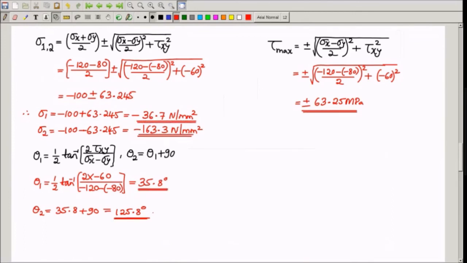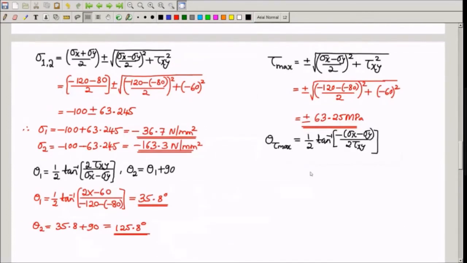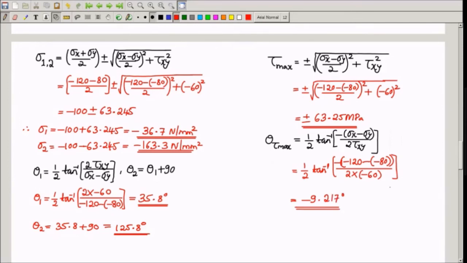Now we'll try to find out the orientation of the maximum shear stress. We'll substitute half tan inverse of minus of minus 120 minus of minus 80 divided by 2 into minus 60. I'm writing each and every step of substitution because this is where you make mistakes. See the sign: minus of minus 120 minus of minus 80. If you miss one sign here, you will get a different answer. So you have to be careful here. And you will get an angle of minus 9.217 degree. This is the orientation of maximum shear stress.